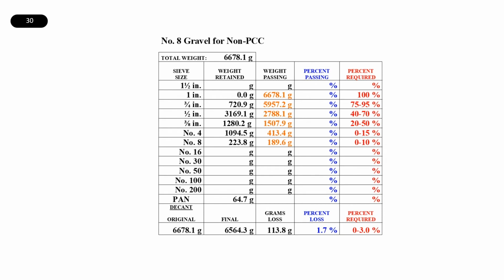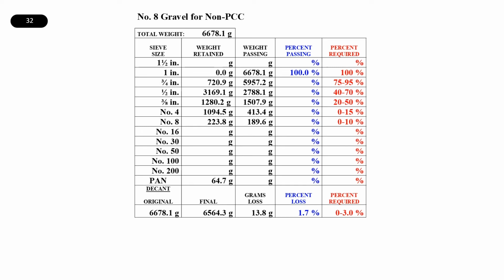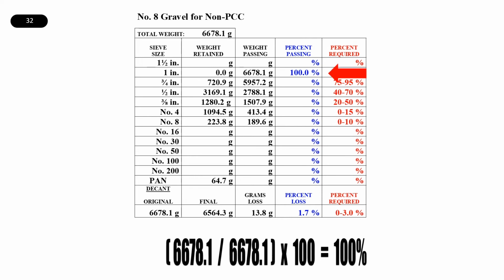This slide shows the weight passing each sieve. Next, calculate the percent passing each sieve. Take the weight passing each sieve divided by the original dry sample weight of 6678.1 grams times 100. For the 1-inch sieve, the weight passing is 6678.1 grams divided by the total dry sample weight of 6678.1 grams times 100 equals 100%.